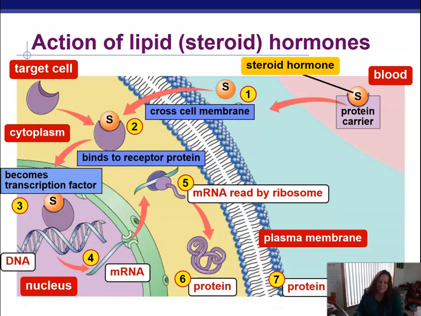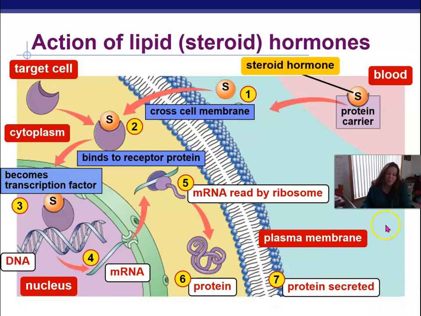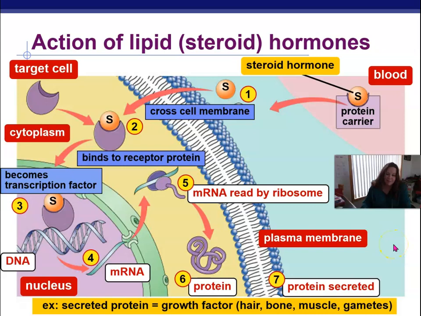Now that protein can be secreted out wherever it's got to go. Like maybe this steroid hormone was a growth factor so that we made protein to grow, could be bone, muscle, gametes, hair, all kinds of different things.